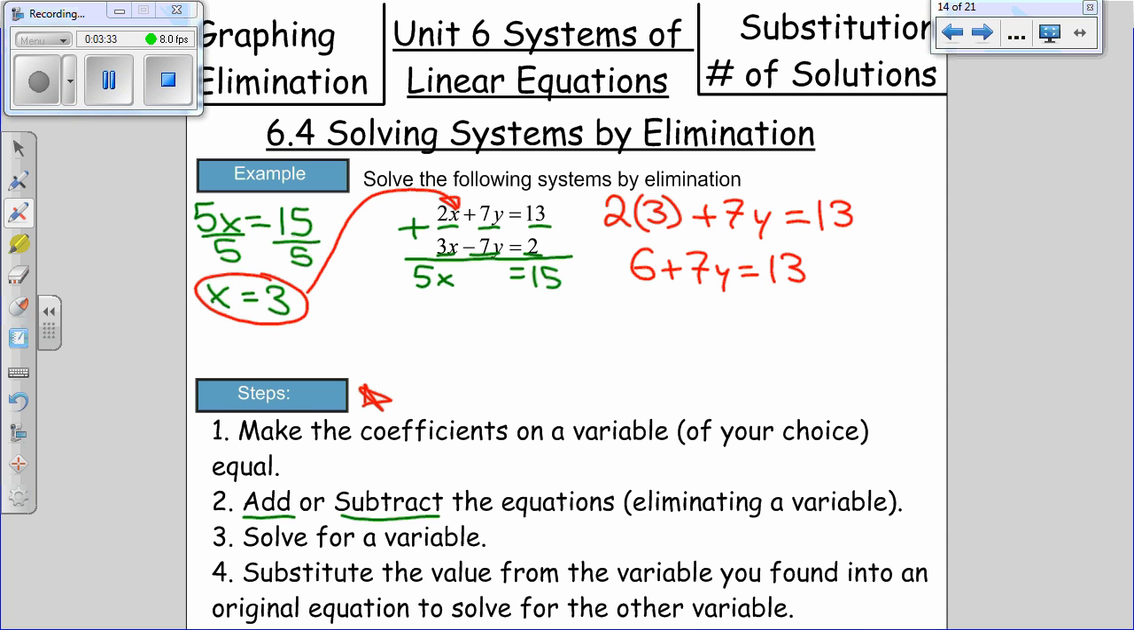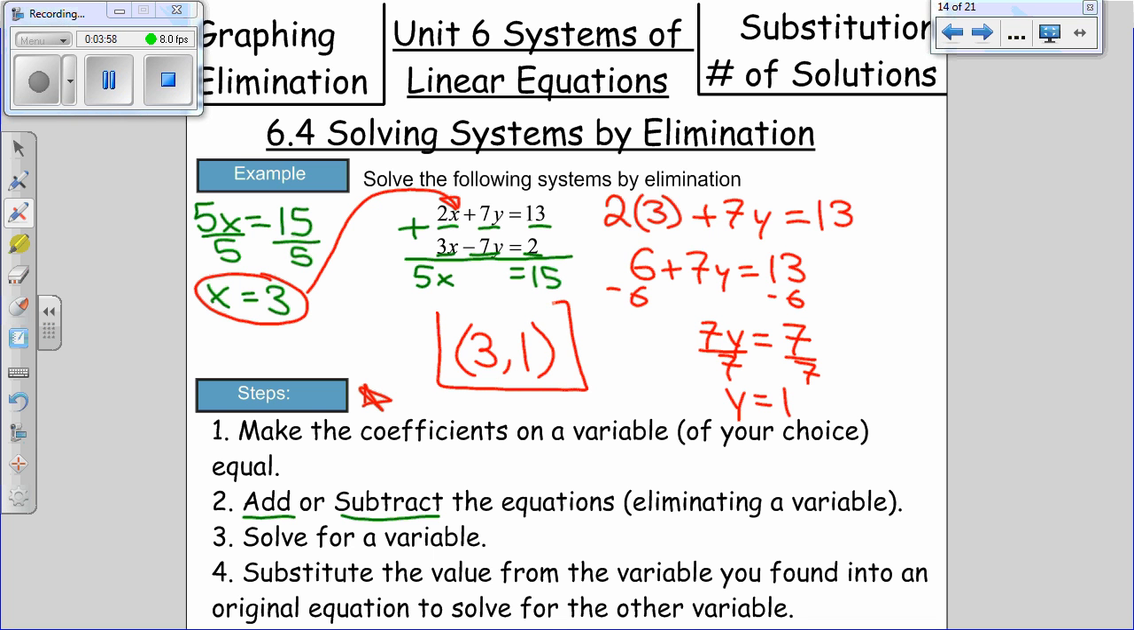Now that we've made the substitution, we just need to get y all by itself, so we minus 6 from both sides. We get 7y equals 7. Divide both sides by 7, you get y equals 1, making your answer for this question (3, 1). Remember, our answers to these are always coordinates, right? It's a point on a graph somewhere. It's just that sometimes using different methods is quicker and easier than graphing it. In this case, elimination was a quite simple method to use rather than trying to graph those things.